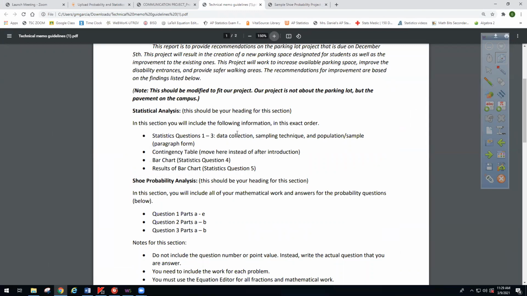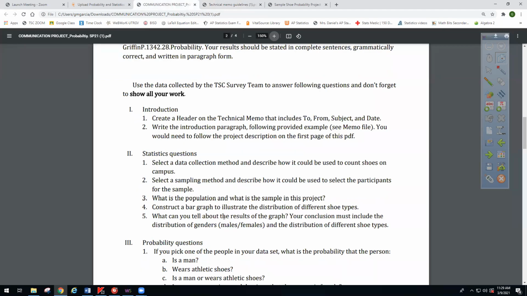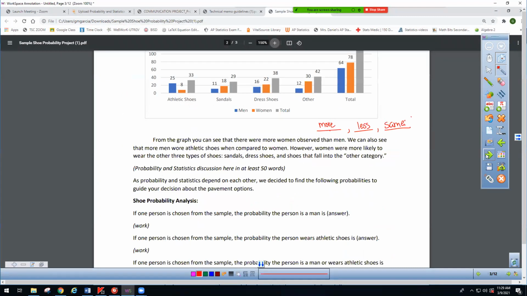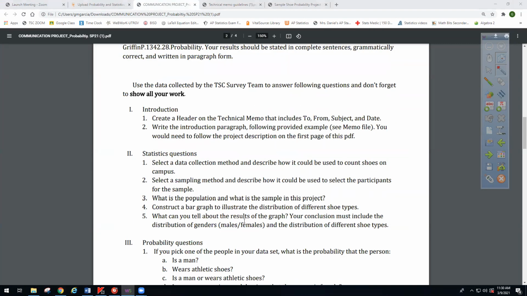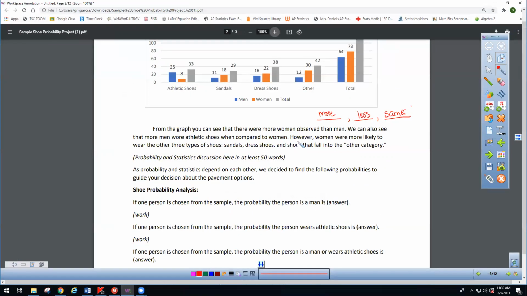Okay, let me see. In the project communication, number 5, what can you tell about the results of the graph? Your conclusion must include a distribution of gender. Okay, remember for that one, the gender here, more women observed than men. That's one way that you can do that one. The other one here, it says, and the distribution of different shoe types. So the student said, however, men wore athletic shoes when compared to women, and women were more likely to wear the following 3 shoes. Okay, so there you go. Those 3 things were mentioned, and you're done for that one.